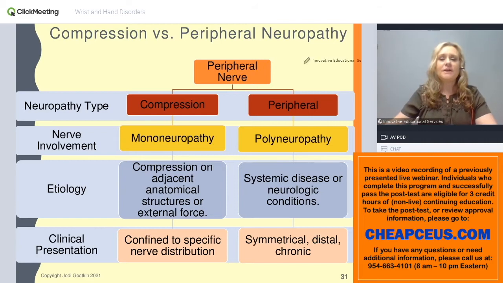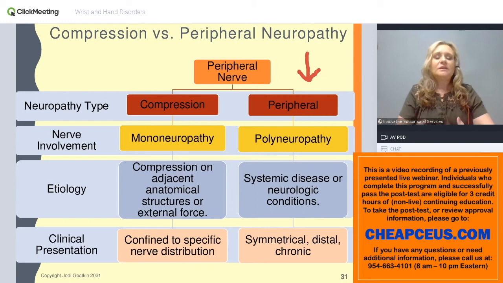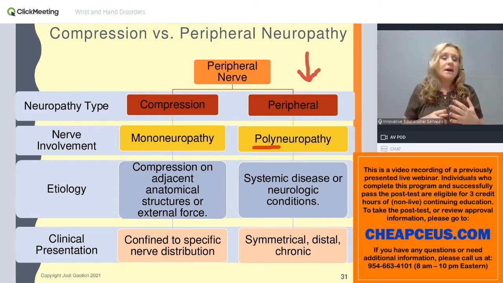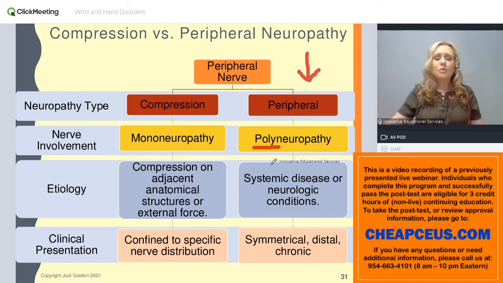If we look at the right-hand side here first, discussing peripheral neuropathy. This is going to involve more than one nerve. It's a polyneuropathy, tends to occur in individuals who have systemic disease or neurological conditions that are affecting the microvasculature and that supply to the nerve. Examples are diabetes, alcoholism, toxicity, chemotherapy, where we're seeing a symmetrical, usually distal and chronic presentation.